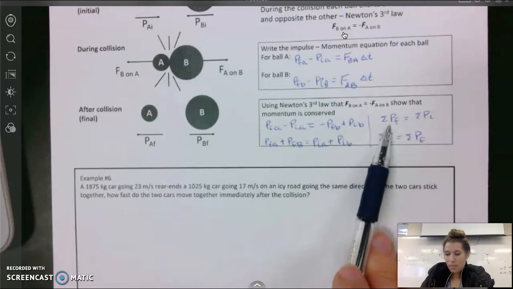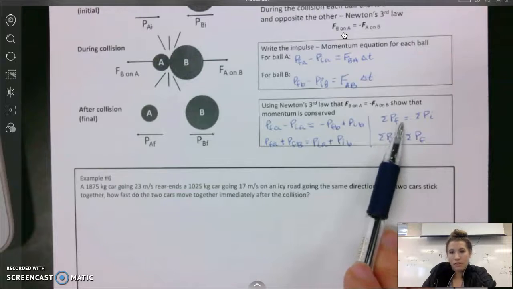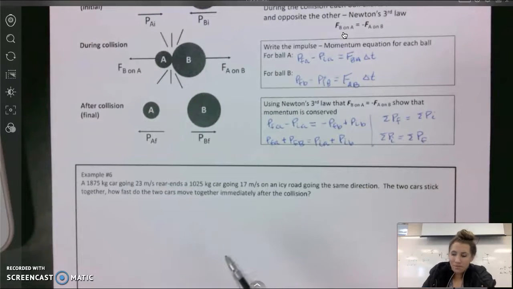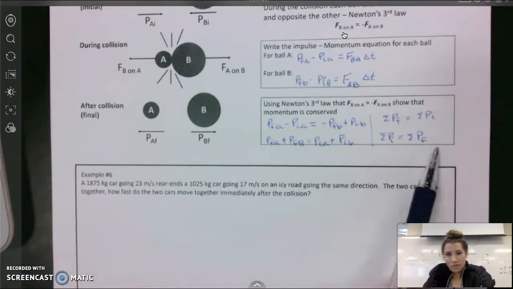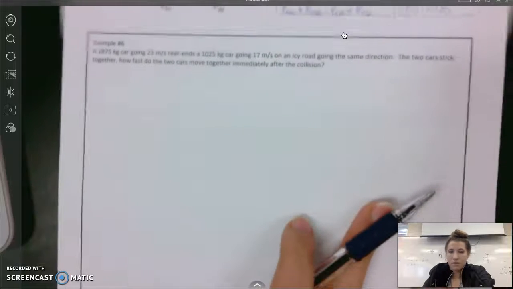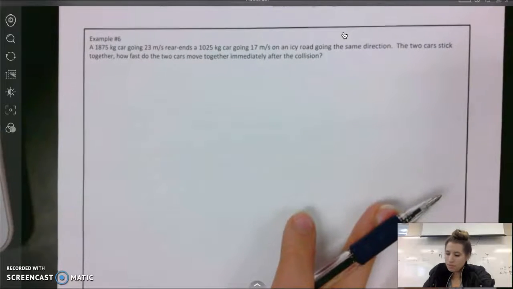So we could say the sum of the momentums final will equal the sum of the momentums initial. So that's our conservation of momentum. What we ended with is what we started with, or what we started with is what we ended with. Okay, so we're going to take this idea and we're going to apply it on some practice problems.